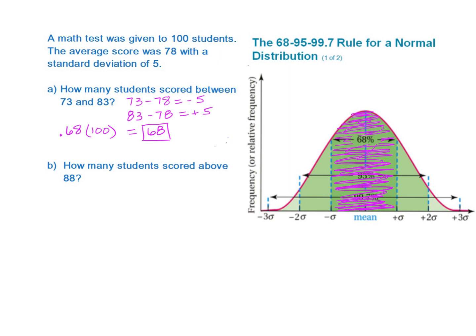The next thing they ask you is how many students scored above 88. Now we have to be a little bit more careful here. We want to be above 88. Well, let's see, 88 minus 78, that would be 10, right? And so that would be 2 standard deviations above.